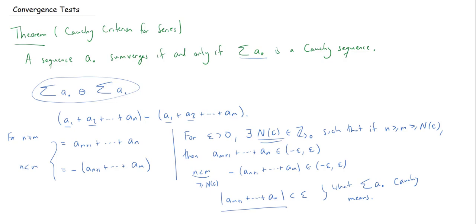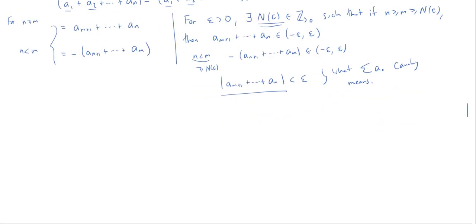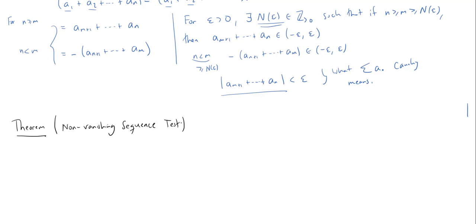Okay, let's do another test. This is probably the most important one because you can rule out convergence very, very quickly with this one. So this has a lot of names in the literature. Sometimes it's called the divergence test. For series, I call it the non-vanishing sequence test. Okay, what it's going to say is that if I have a sequence and it doesn't converge to 0, then the corresponding sum sequence will diverge.